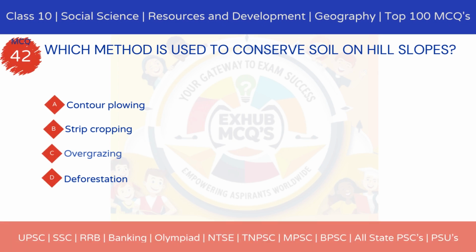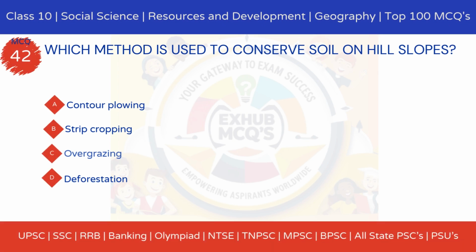Which method is used to conserve soil on hill slopes? Option A, contour plowing. Option B, strip cropping. Option C, overgrazing. Option D, deforestation.